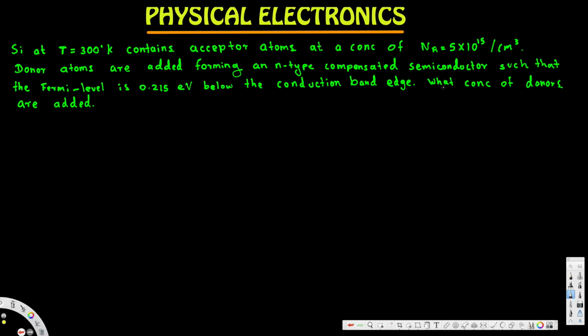Okay, here the question is asking us to find the concentration of donors added. Now let's look at the given information. Initially they say it contains acceptor atoms at a concentration of Na equals 5 times 10 to the power of 15, so we have Na as 5 times 10 to the power of 15 per centimeter cube. And donor atoms are added, so we are adding electrons, forming an n-type compensated semiconductor.